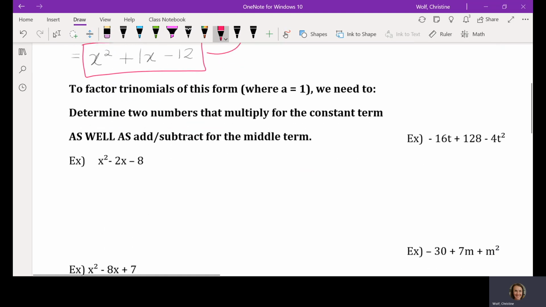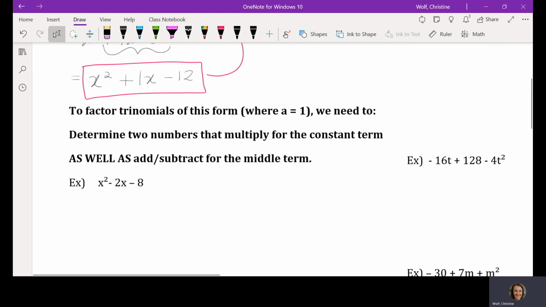Okay? So to factor trinomials of this form, where a equals 1, right? That's the number in front of x squared, so there's actually a 1 there. This is what we need to do. We need to determine 2 numbers that multiply for the constant term, okay? So this right here is the constant term, the number all by itself. So we have to think of 2 numbers that could multiply to give us 12. Well, there's a few options, right? 1 times 12, 2 times 6, 3 times 4. But the 2 numbers we choose have to also add or subtract for the middle term, which is the 1 there. That's the middle term, the 1. So we need 2 numbers that multiply for 12, but those same 2 numbers can add or subtract to give us 1. Okay, so I'm just going to jump into an example here, okay?